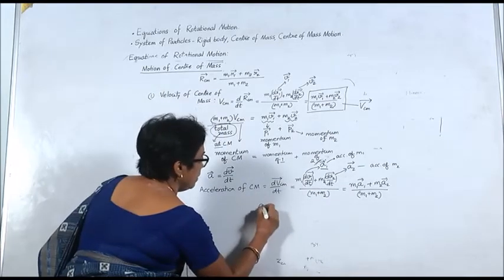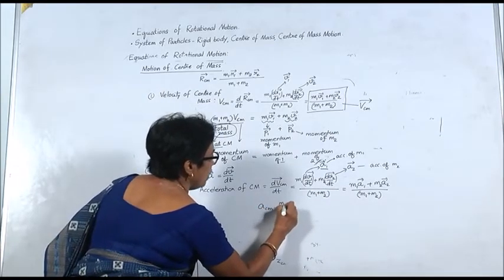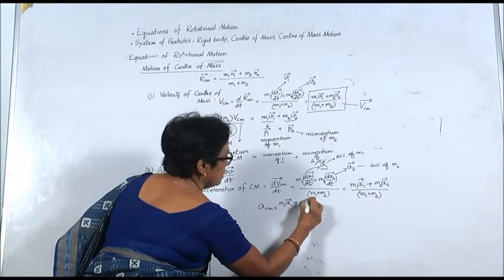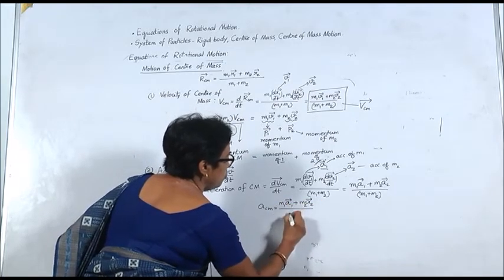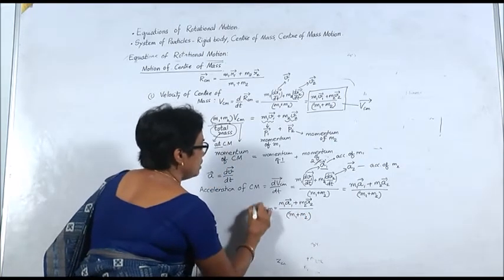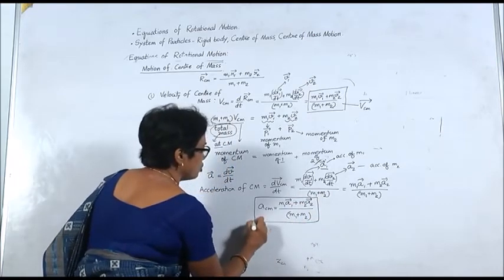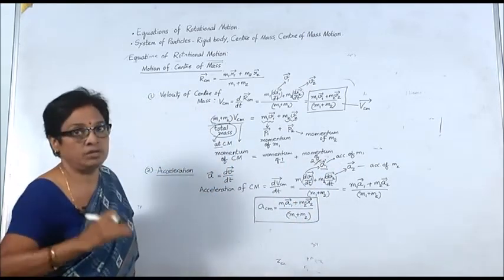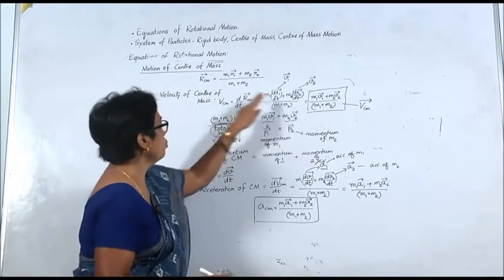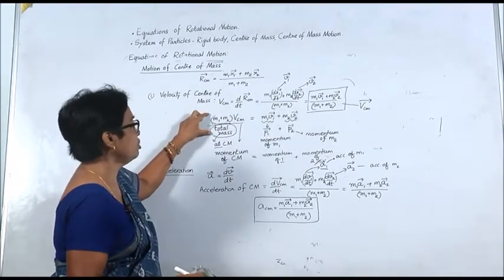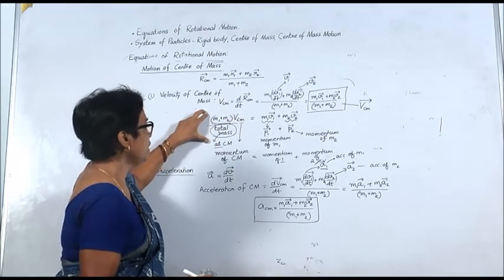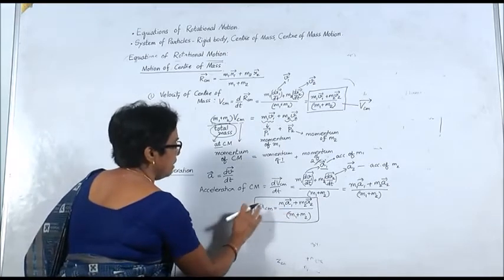So, acm is equal to m1 a1 plus m2 a2 by m1 plus m2. If you know the individual particle accelerations, a1 and a2, and you know m1 and m2, then you can find out the acceleration of the center of mass. How much acceleration the center of mass has, you can calculate from this formula. Now, as before, with total mass and vcm, this was the total momentum of the center of mass. I will bring this here as well.